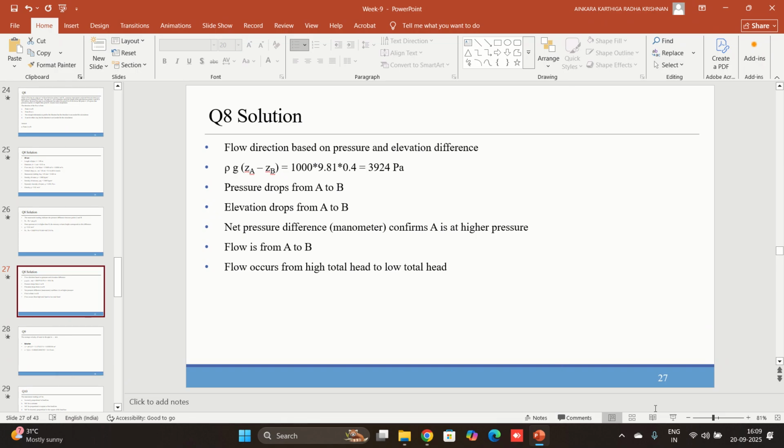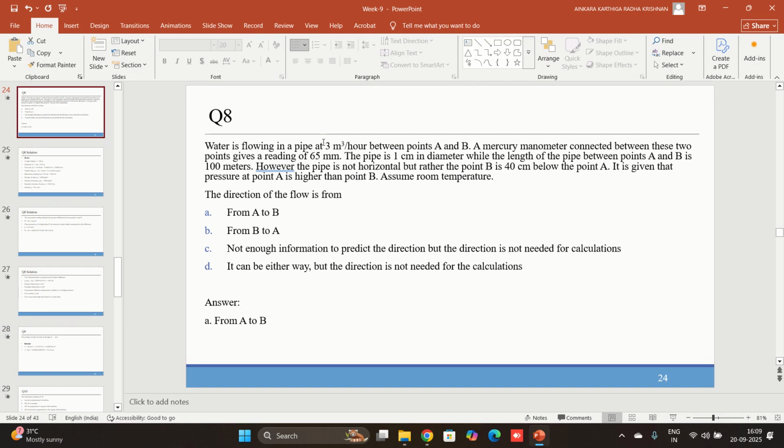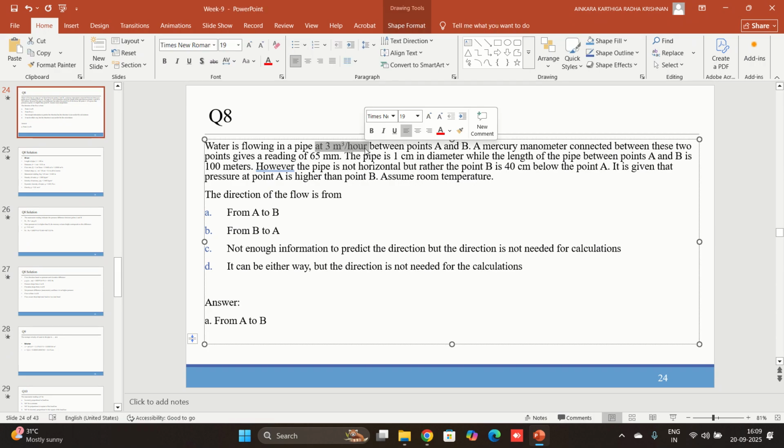Now we'll go to question 9. Average velocity of water in the pipe is dash meters per second. So we are asked to find the average velocity in the pipe. What is given in the question? If we look at the problem statement, we have Q, 3 meter cube per hour, and pipe cross sectional area. We can calculate cross sectional area because pipe diameter is given. With these two pieces of information, we can get the velocity.